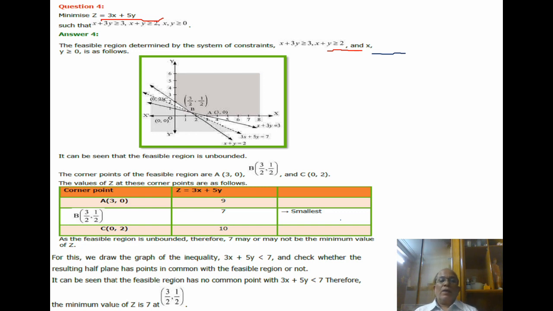Now, just like earlier, we will put the origin in the equation. When we put x equal to 0, y equal to 0, we get 0 greater than or equal to 3. So 0 is neither equal to 3 nor greater than 3. So the area below the line will not be included. That means the area including the origin will not be there.